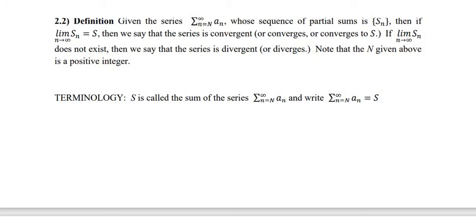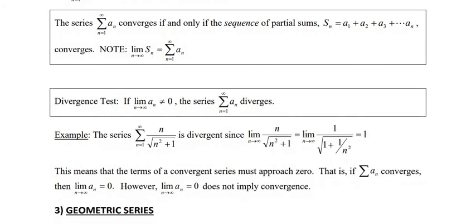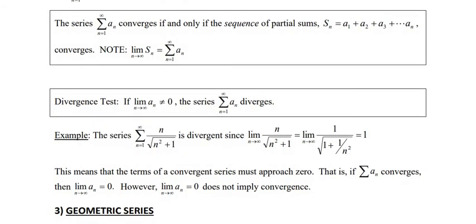If Sn has a limit capital S, S is called the sum of the series sigma an, and we will write sigma n equal to 1 to infinity an equal to S. So in other words, the series sigma an converges if and only if the sequence of partial sums Sn converges.